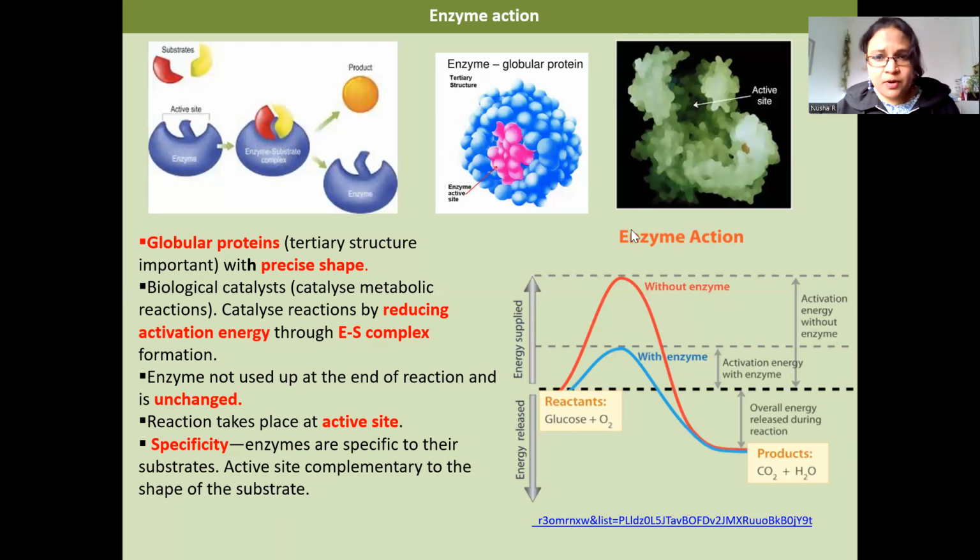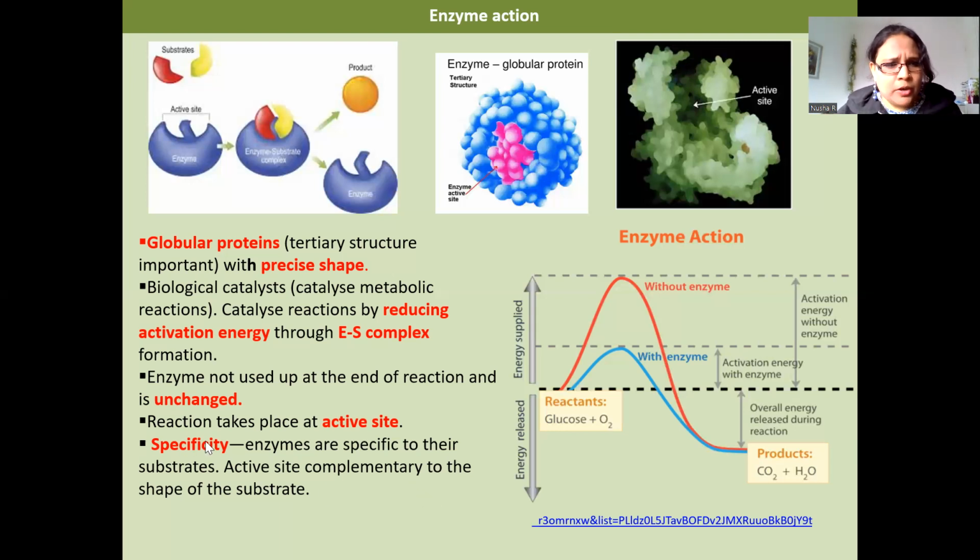If you look at the energy profile diagram over here, we can see that for this reaction of glucose with oxygen, we can see how much activation energy would be required without the enzyme. And with the enzyme, there is so little activation energy needed. So that's what enzymes do. They catalyze reactions by reducing the activation energy that is needed for the reaction to happen.